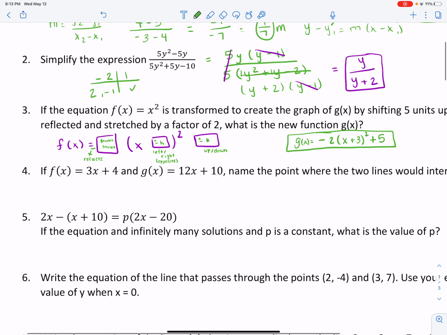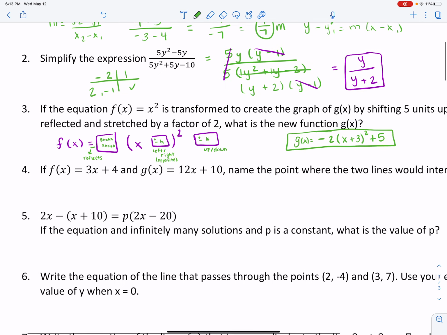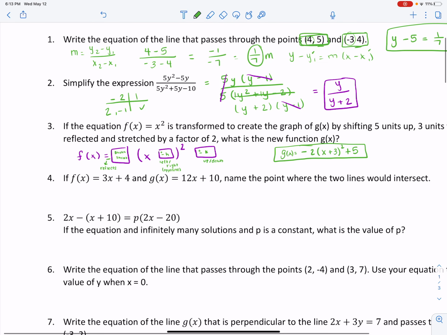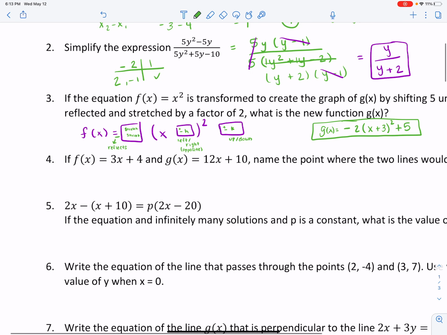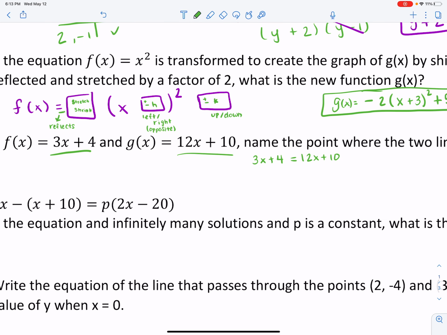All right, if f of x equals 3x plus 4 and g of x equals 12x plus 10, name the point where the two lines would intersect. Well, equations intersect where they come together at a point, and if they come together at a point, that means they are equal at that spot. So the only way to solve this is to say that this equation has to be equal to this equation. So 3x plus 4 equals 12x plus 10. So we're going to solve for x. I'm going to say minus 12x.